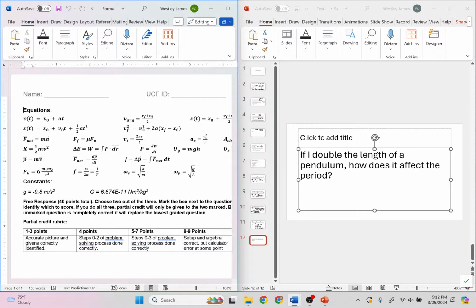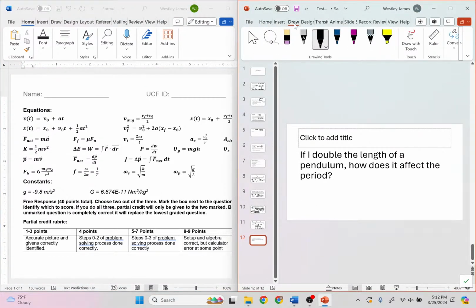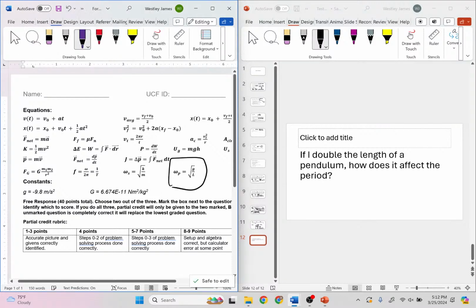So, when it comes to a pendulum, there is no equation up there that relates period to length. What there is, is an equation that relates angular frequency to length. So, okay, I lied. This one does have two steps.